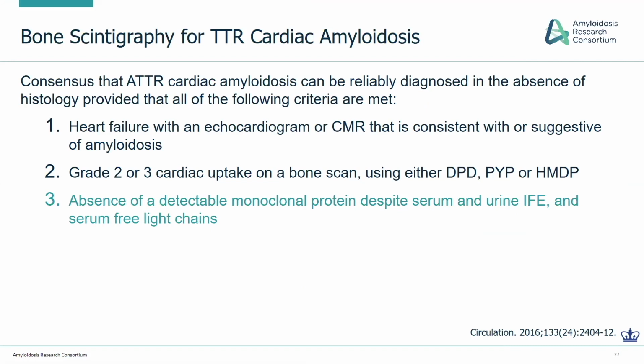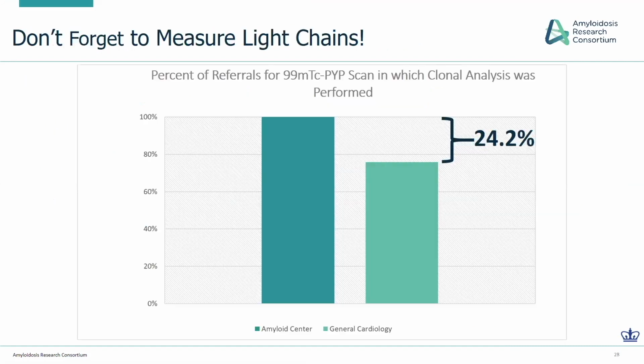And most importantly, they do not have evidence of a monoclonal protein. You cannot interpret PYP scanning in the absence of an assessment for monoclonal proteins. And that's one of the more important messages we want to impart today to people doing this test. Please don't order scintigraphy without assessing for light chain amyloid, because you can't be 100% sure it's transthyretin, and we will misdiagnose many patients without appropriate use of the test.